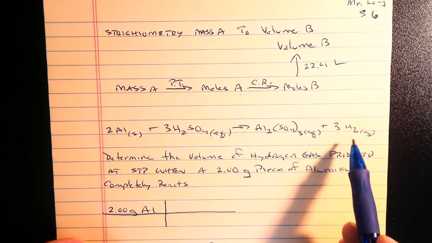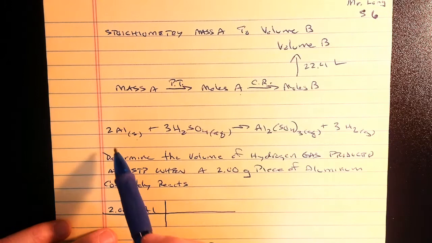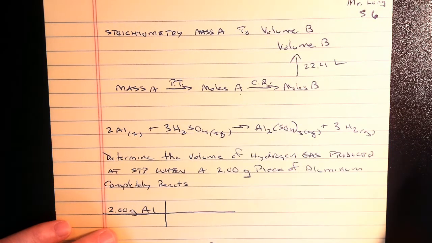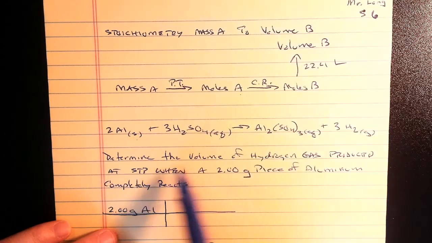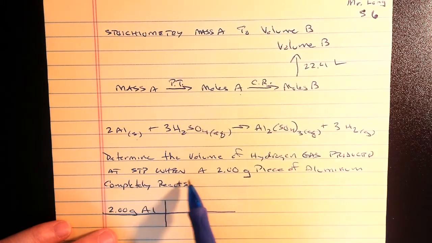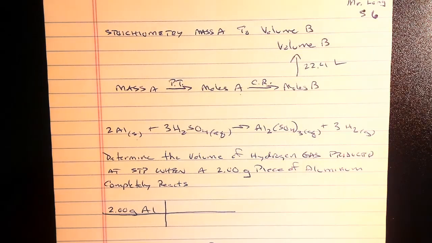So anyway, our mole ratio, we've already balanced the equation, so you don't have to worry about that. 2, 3, 1, 3. Now our question is, determine the volume of hydrogen gas produced at STP when a 2.00 gram piece of aluminum completely reacts. So we're going to use up that piece of aluminum.